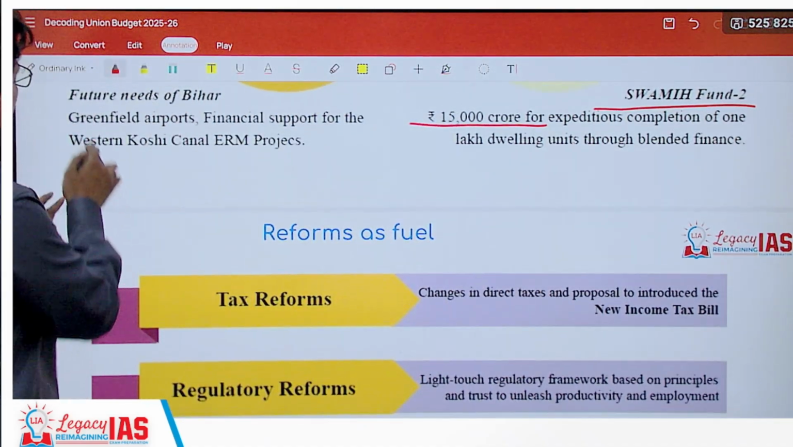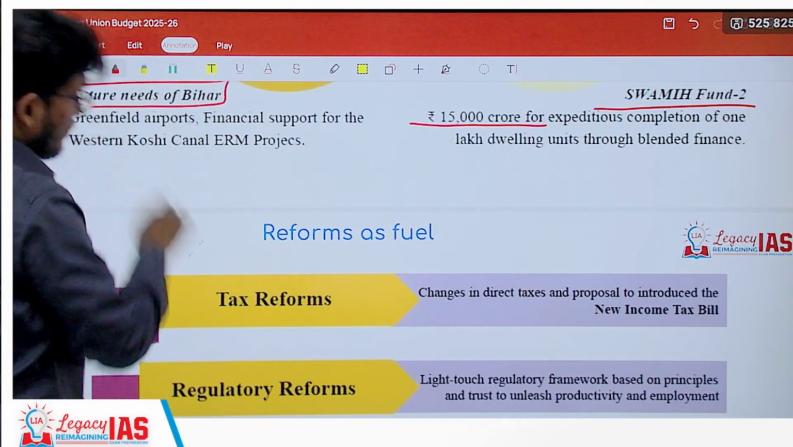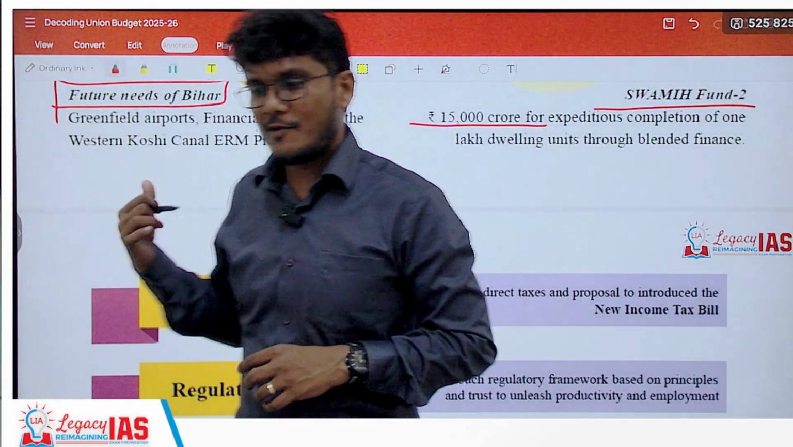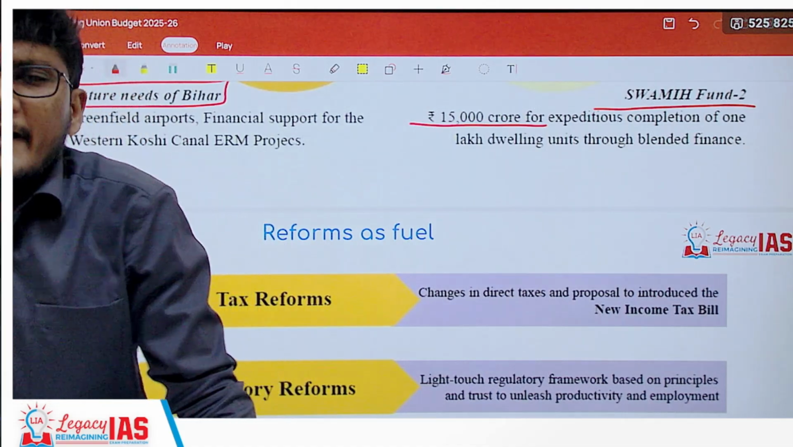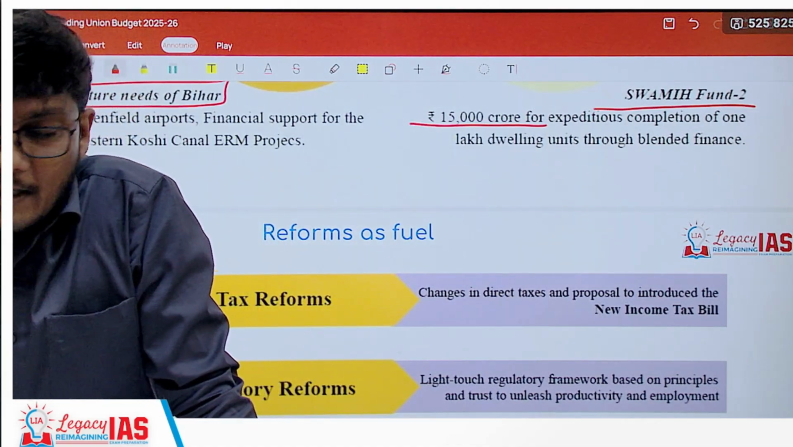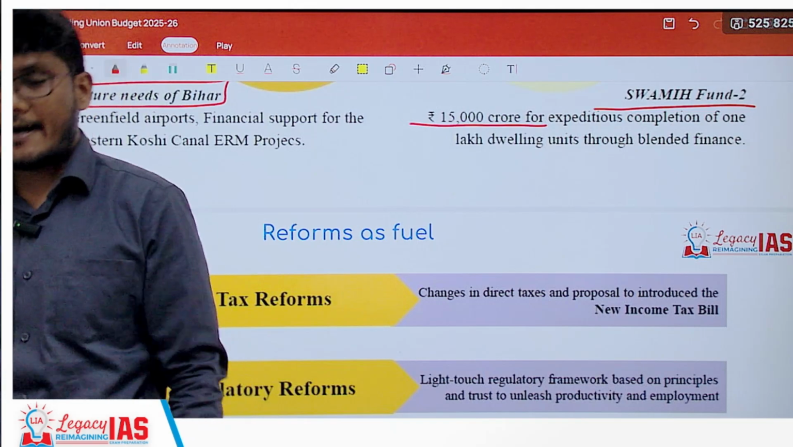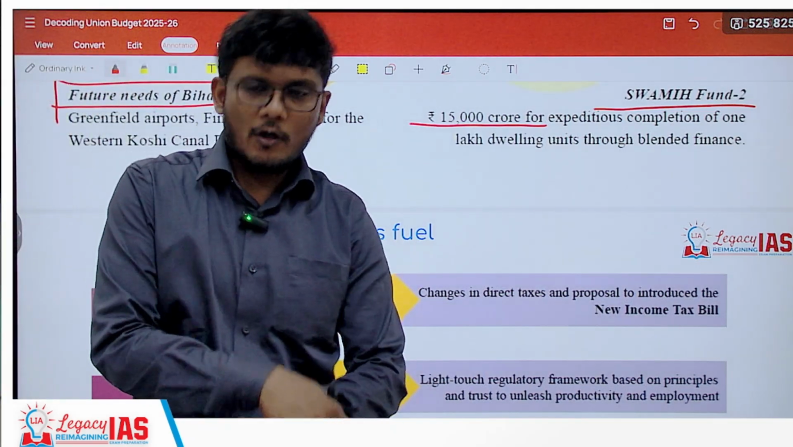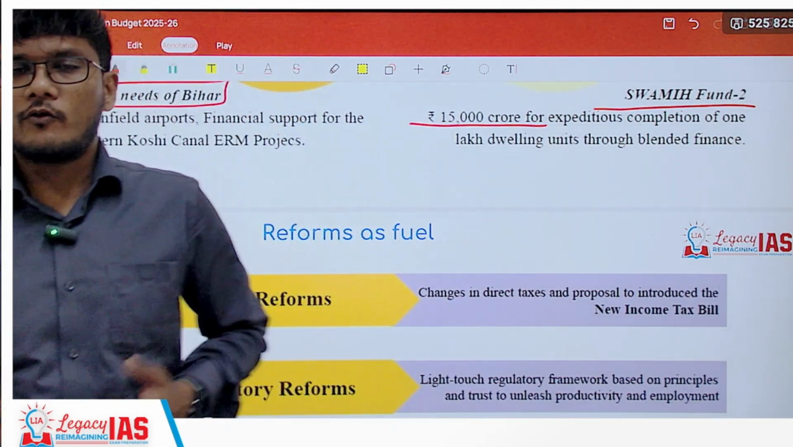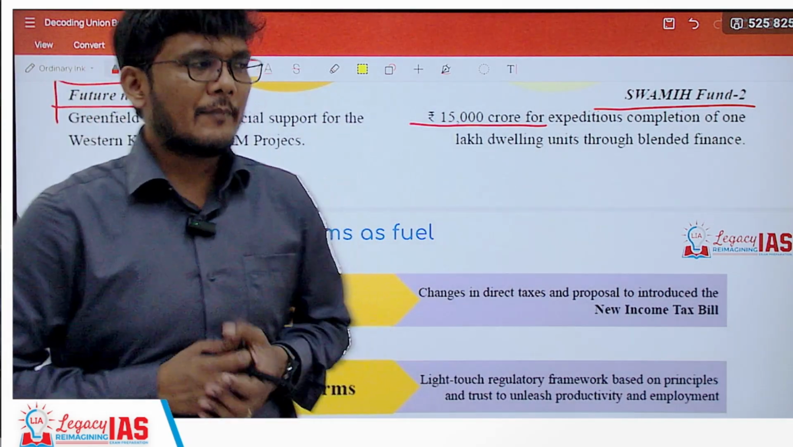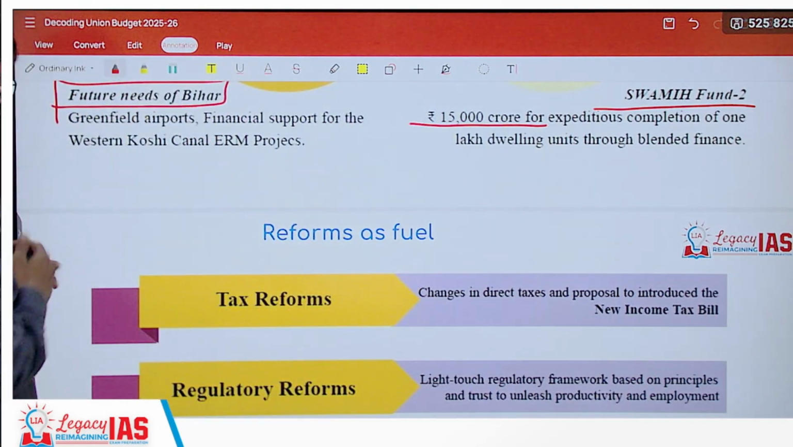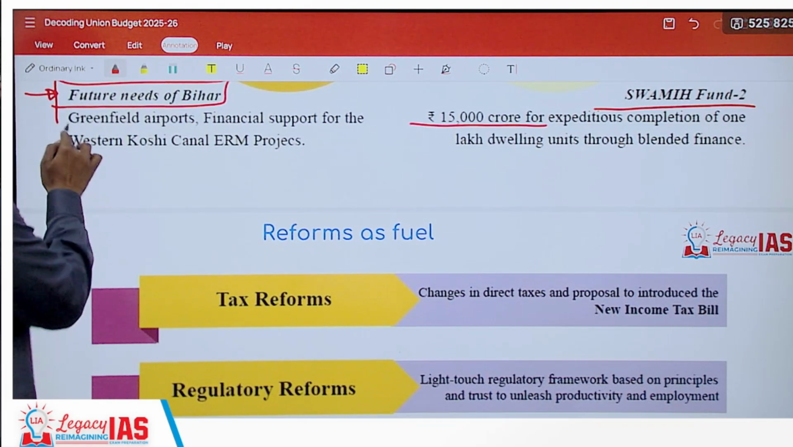Then you have future needs for Bihar. So specific mention of Bihar is again coming over here. So it can get criticized that what about other states are not so specifically talked about, whereas Bihar has been talked about. But our job is to look at it, analyze it, look at the pros and cons, and be prepared for the examination. Anyway, so future needs of Bihar, greenfield airports.